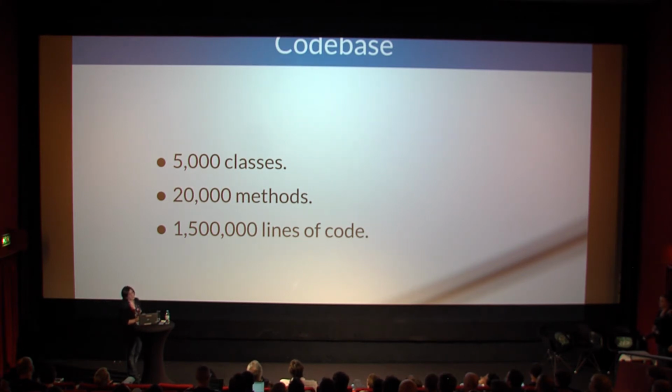It had 5,000 classes, 20,000 methods, and 1.5 million lines of application code that does not include the framework. And it's quite commonplace in my line of work. And it all seems almost depressing. It seems impossible to refactor these projects. But the thing is, with good methodology and good strategy, it's not that hard.